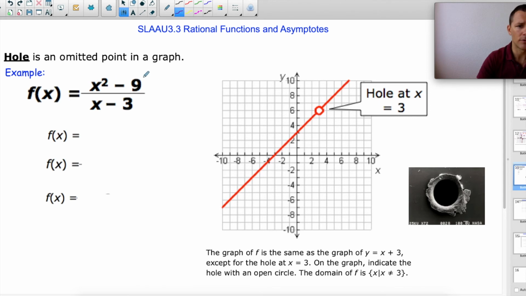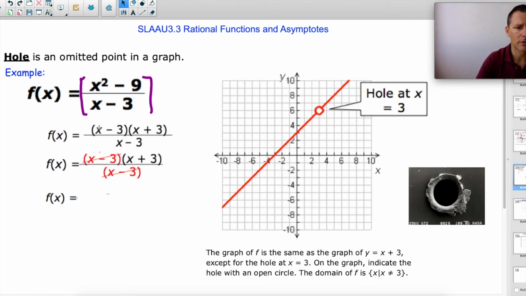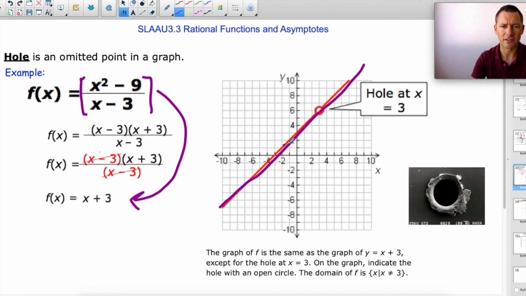One little piece is that sometimes there are holes in the graph. Like if you simplify first, often you can make this easier to work with. If you simplify this, you could factor the top, cancel a few things out. The x minus 3's cancel, and you're left with x plus 3. So if you graph this purple, it doesn't look like a hyperbola. It looks like a straight line, which is kind of strange, but it's because it simplifies to this.